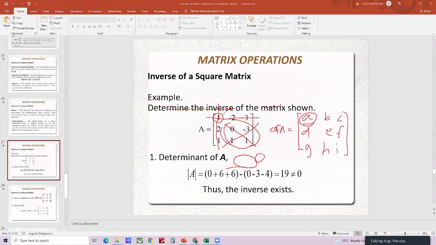So the sign is negative 1 raised to i plus j. I'll just write it directly, okay? The main diagonal should be plus. So the signs alternate, plus and minus. So that's how to get the sign. Okay? So this one is plus, right? This is minus and this is plus. Again, take note that on the main diagonal, the sign should be positive.